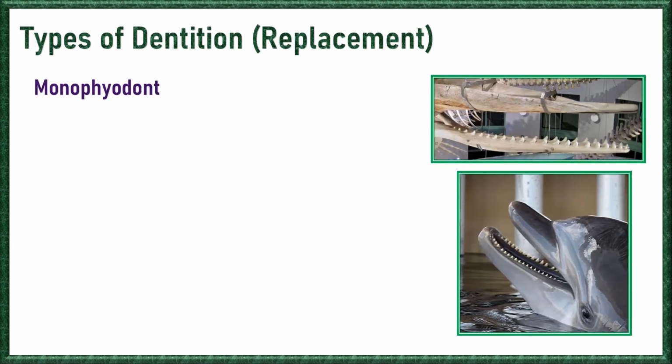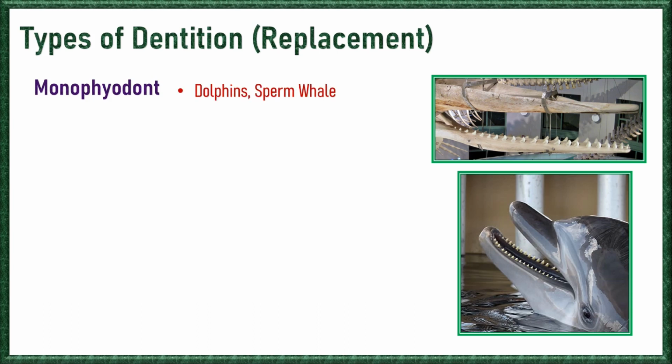Classification based on replacement. There are three types of dentitions based on replacement. Number one is monophyodont. That means the first teeth originated will stay throughout life and would not be replaced. Mono means one. Examples of monophyodont mammals are toothed whales, sloths, aardvarks, etc.